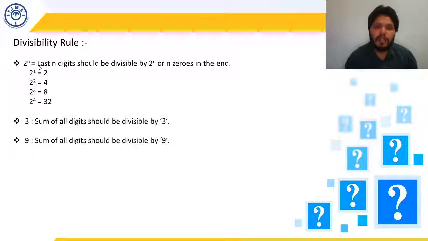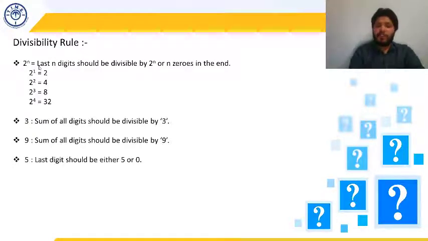Next, 9. So to find out whether a given number is divisible by 9 or not, again the same logic, the sum of all the digits should be divisible by 9. If the sum is divisible by 9, then the number is also divisible by 9, otherwise not.